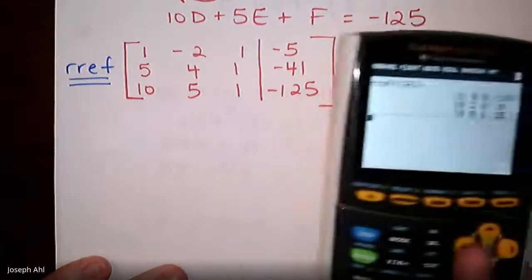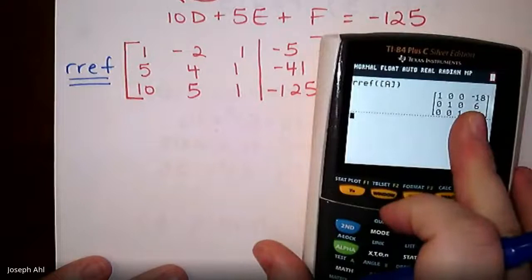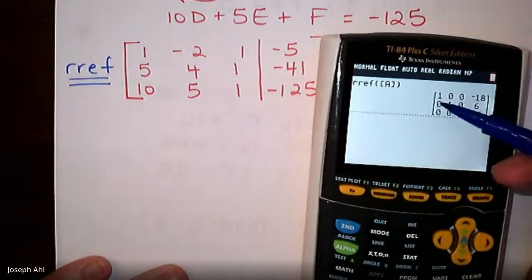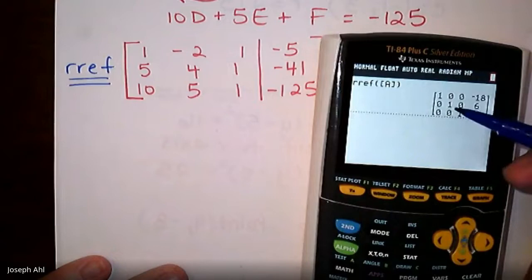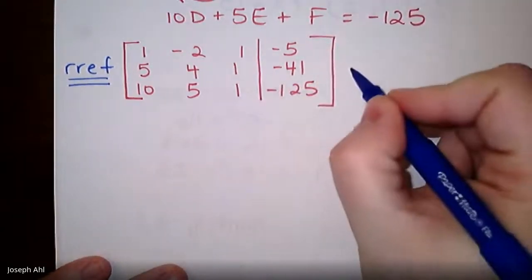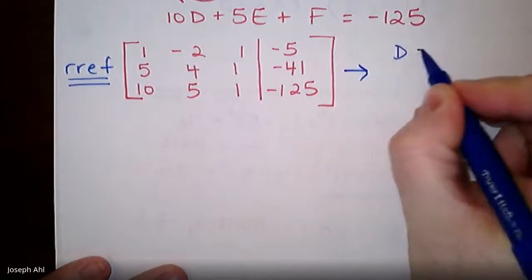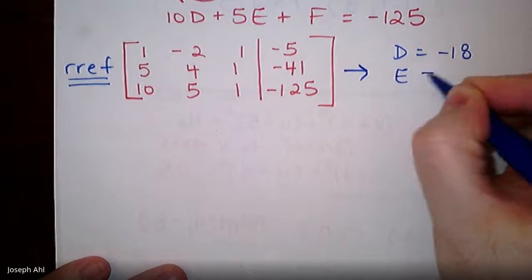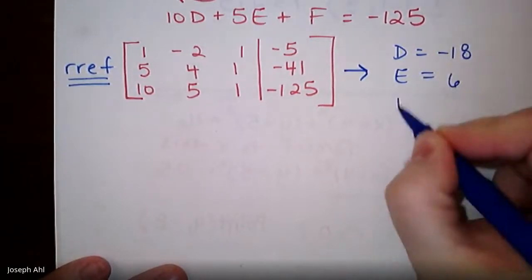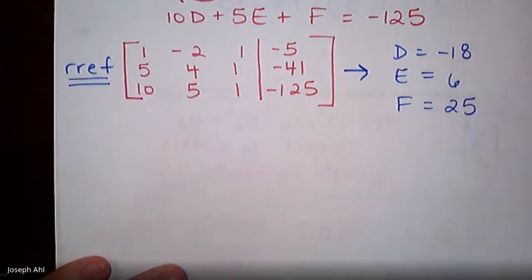Okay. All right. So now that I have this, what do I know? I mean, look at that top row. It says that first number, which, remember, this is D now. It's not X, Y, and Z. It's D, E, and F. D is -18. E would be 6, and then F would be 25. So after we did RREF, what is the result? That D is -18, E is 6, and then F is 25.